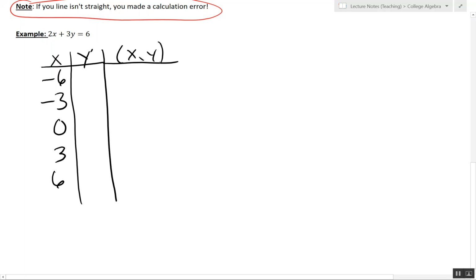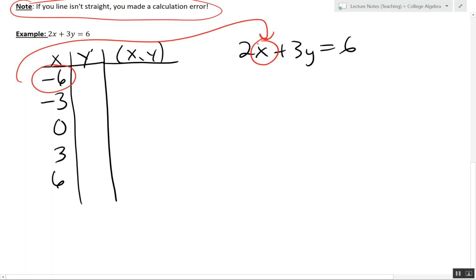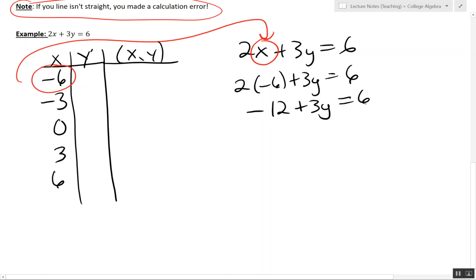So what we're going to do is we're going to look at 2x plus 3y equals 6. And we're going to start off with this negative 6 here, and plug it in here for x. So when we do that, we're going to get 2 times negative 6 plus 3y equals 6. And now we can multiply the 2 and the negative 6 together to get a negative 12 plus 3y, and the 6 stays the same.